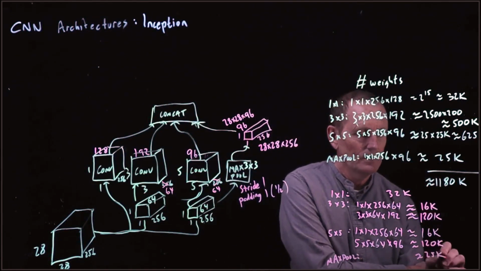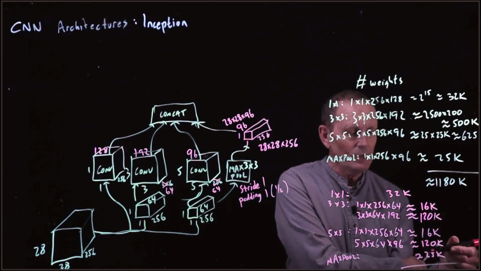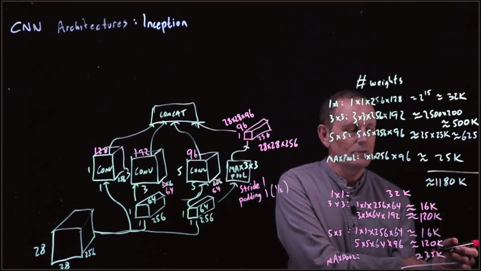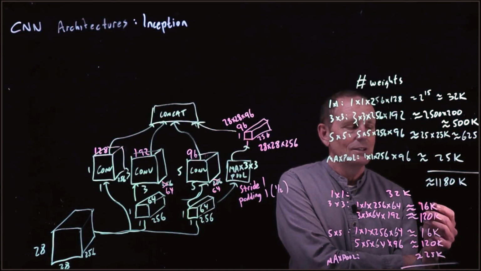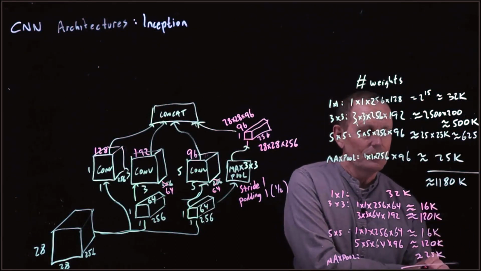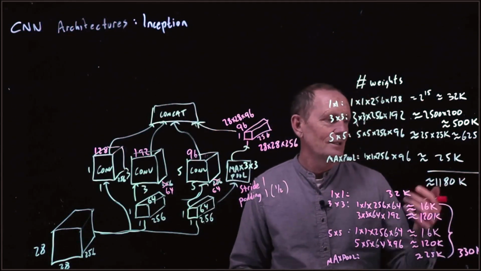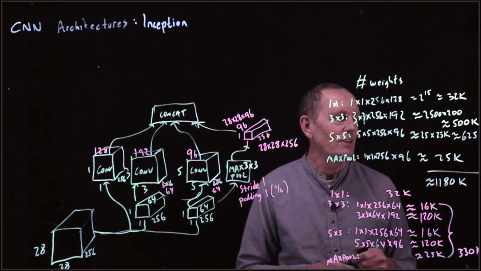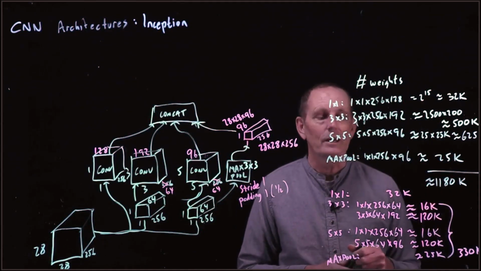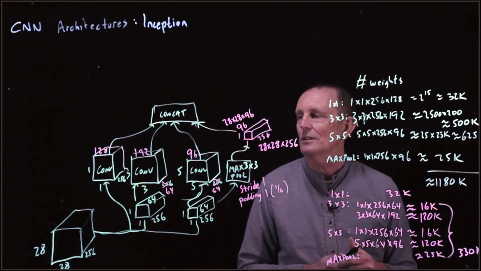So if we sum this all up, we've got about 120, 145, 160, 280, 300, 330K. So 330K is not bad. That's saving us about a factor of 3 over what we've got here. So each Inception module is going to be about that.